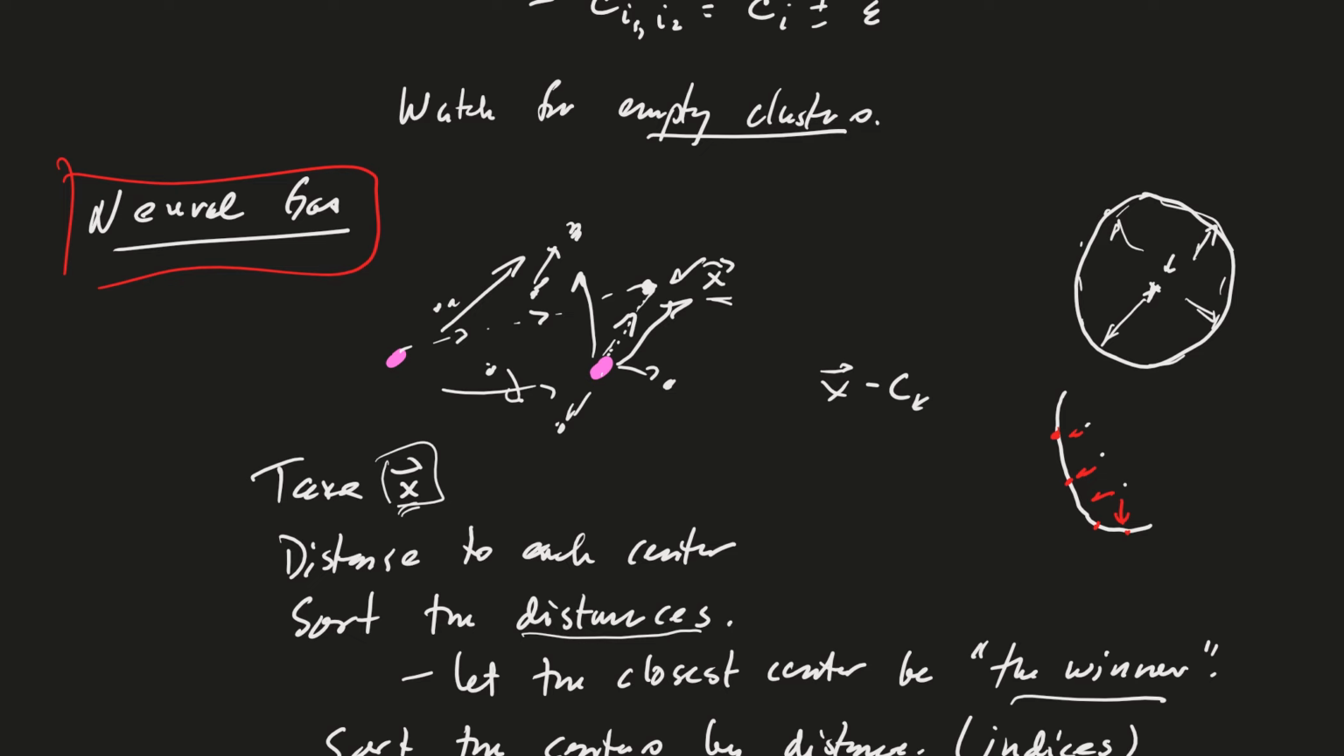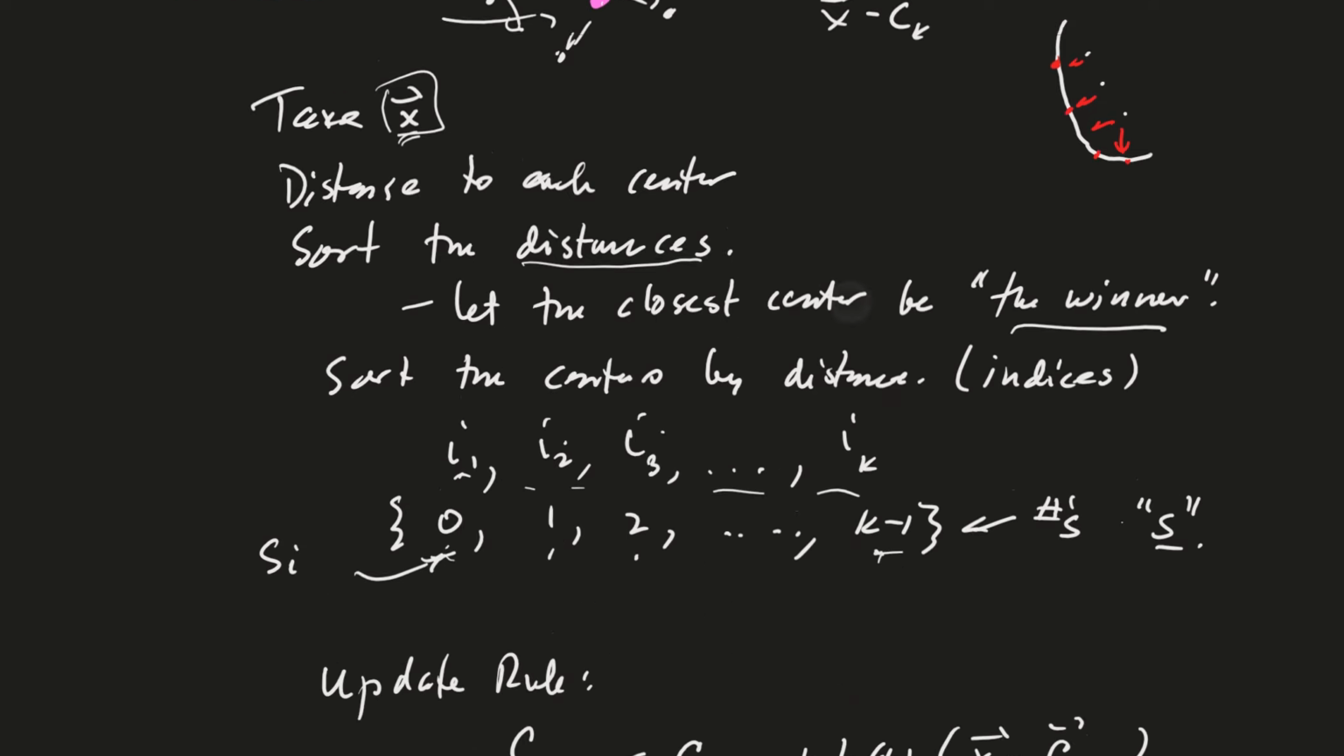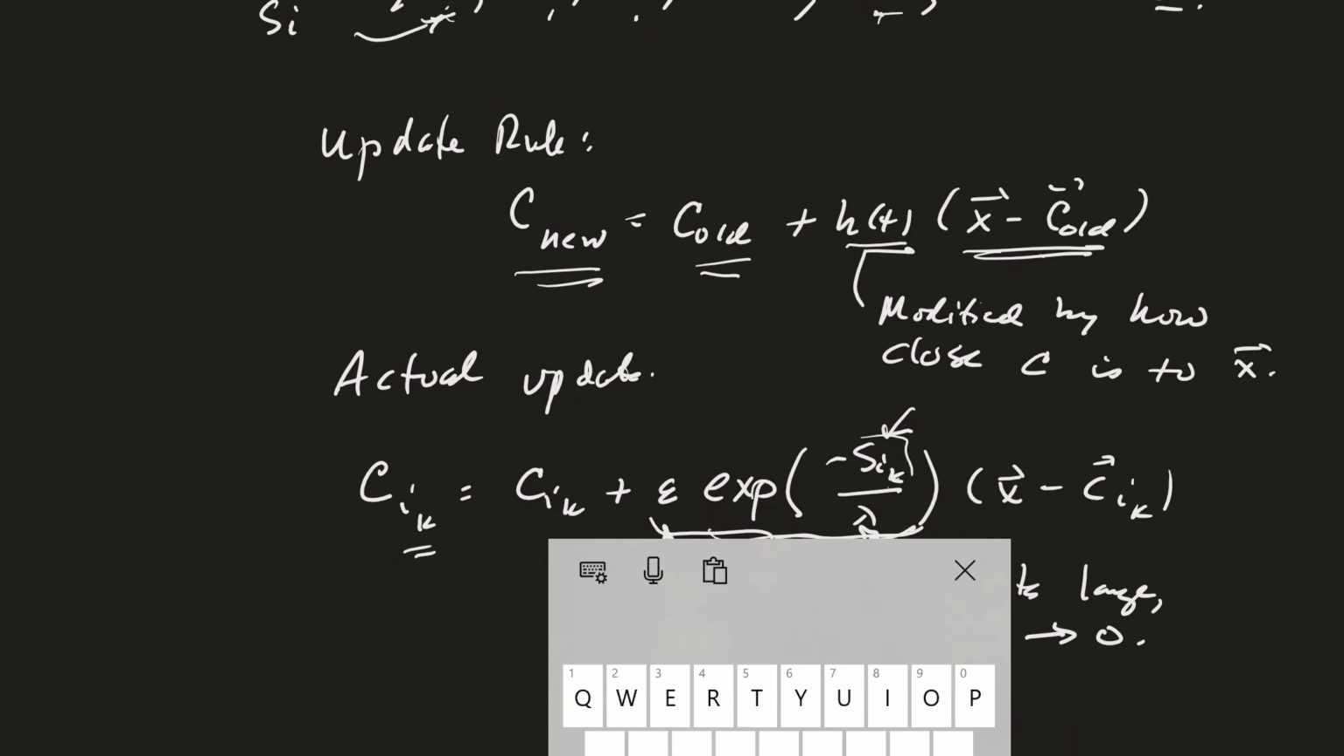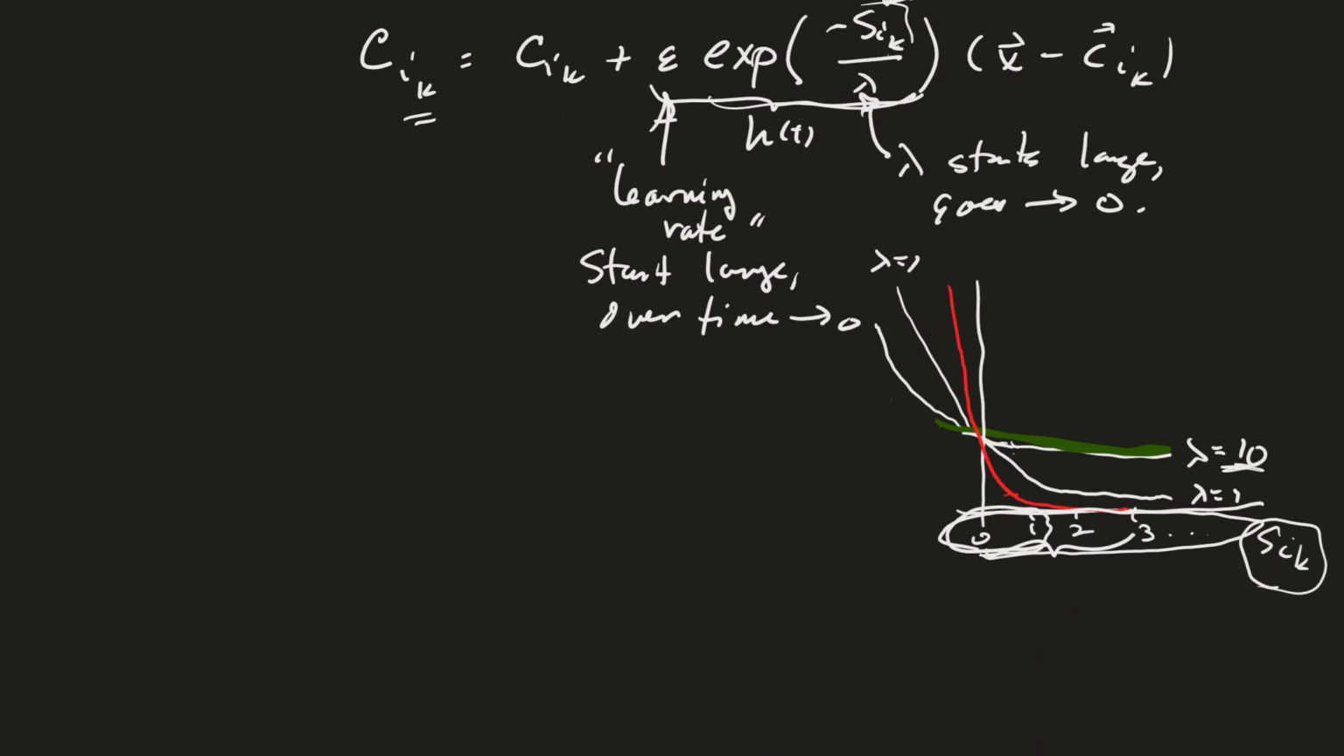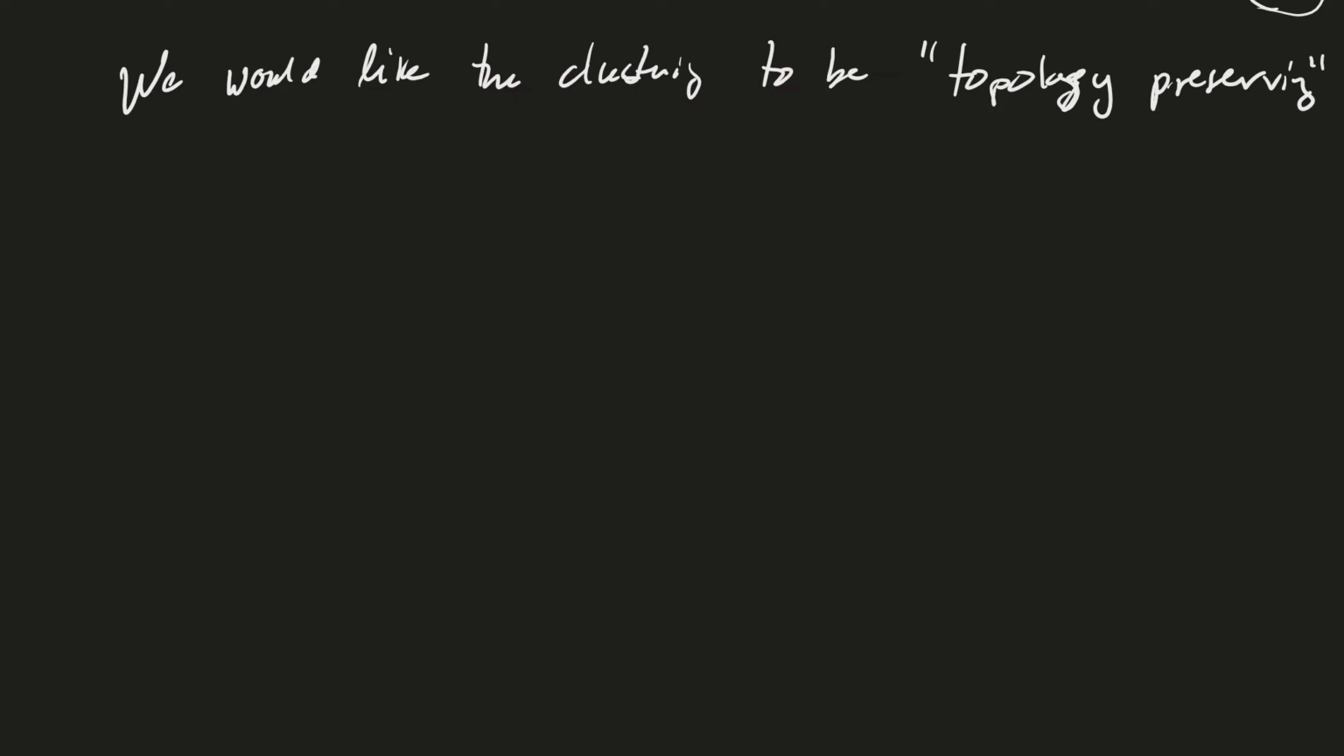There's another reason why it might be chosen, and that's a little bit harder to understand maybe, and that is that we would like the clustering to be topology preserving. Whatever that means. So that's what we're going to talk about.